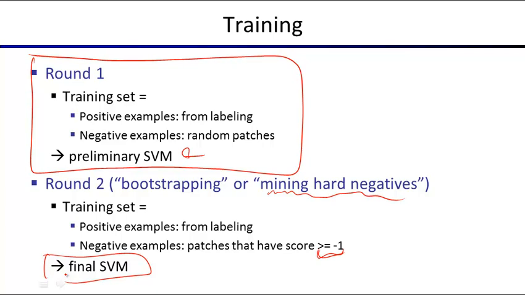You will do this for every class that you care about. So if you have, let's say, 20 categories, then you'll run 20 of those. And you'll only detect things for whichever one fires the highest.